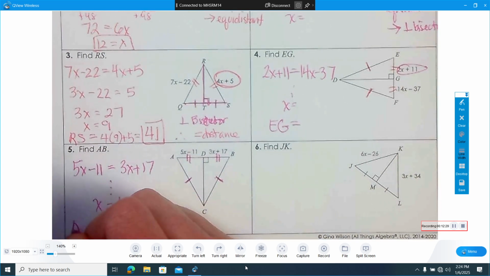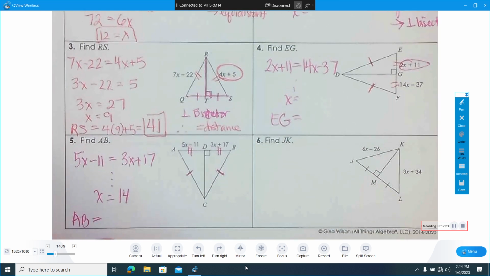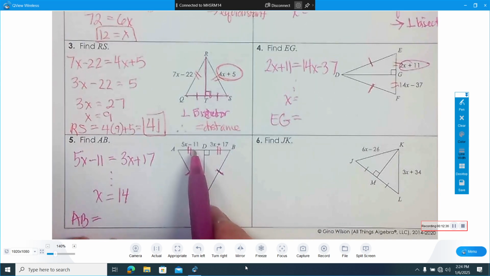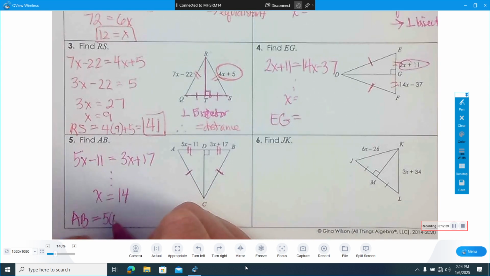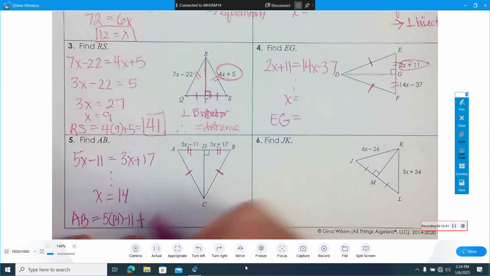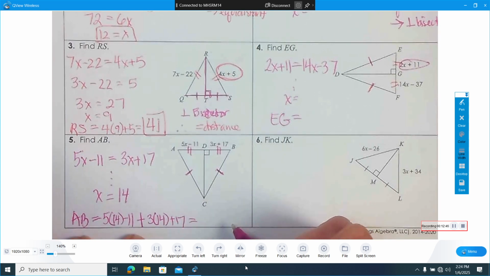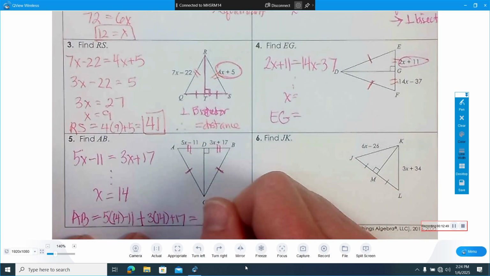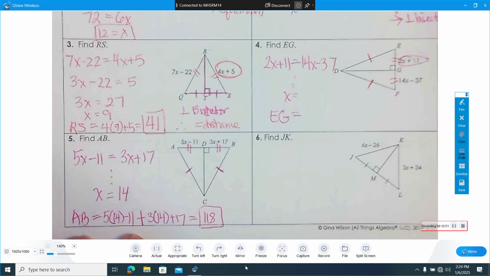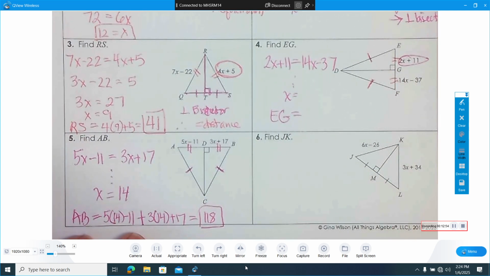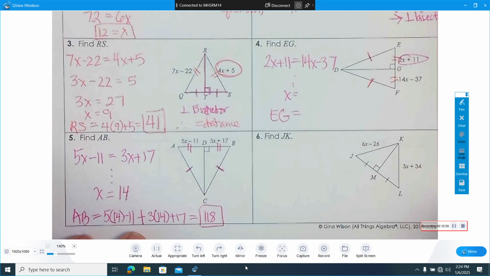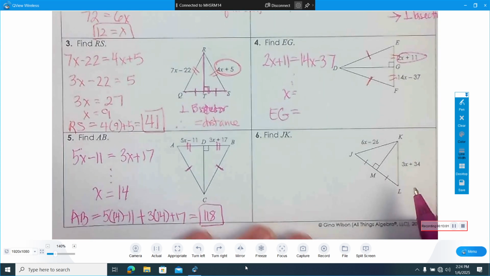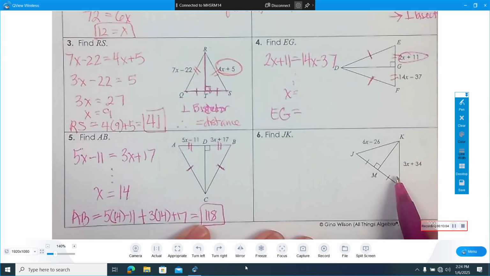How do you find AB? Plug it into both of them and add them up? Sure, we can absolutely do that. 5 times 14 minus 11 plus 3 times 14 plus 17. That is absolutely a way to do that. There are many ways to do that. We do get 118 if you were to do that. There is more than one way, okay, but that's an option. Okay. Last one here, what's the equation? Sorry, not last one, almost last one.